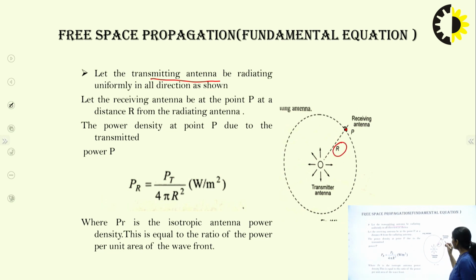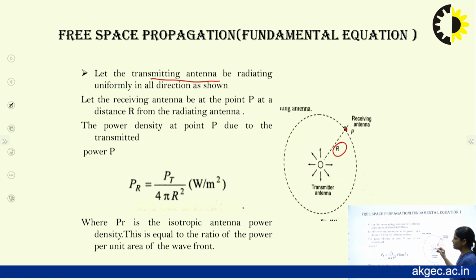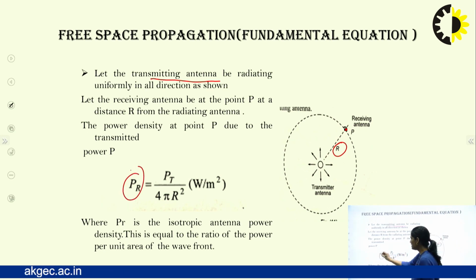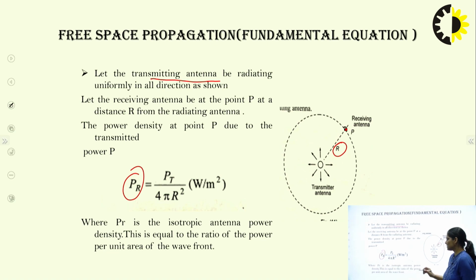So the power density at point P due to the transmitted power PT is equal to what? PR is equal to PT upon 4 pi R square, watts per meter square. And PR is your isotropic antenna power density, and this is equal to the ratio of the power per unit area of the wavefront.